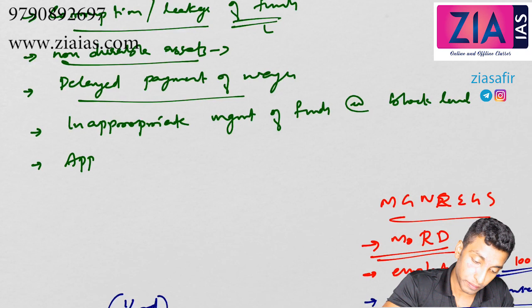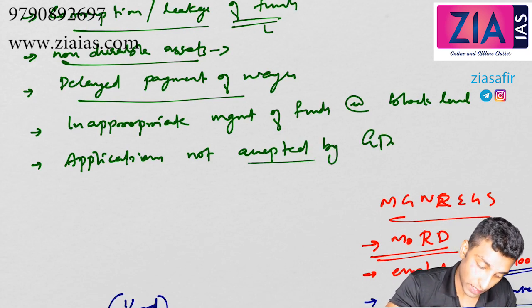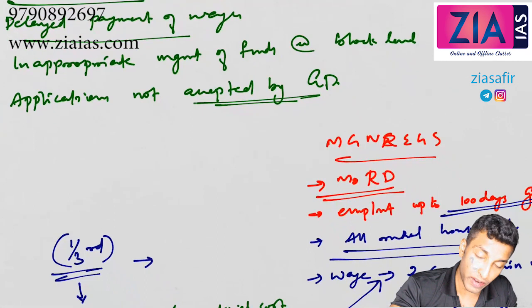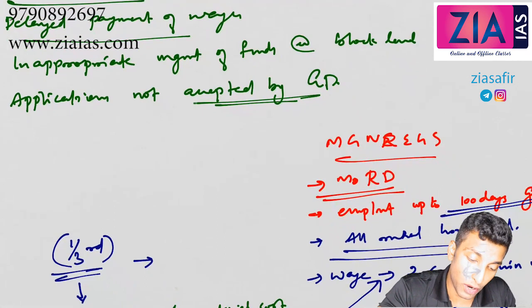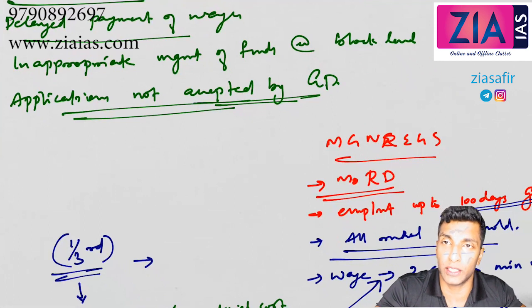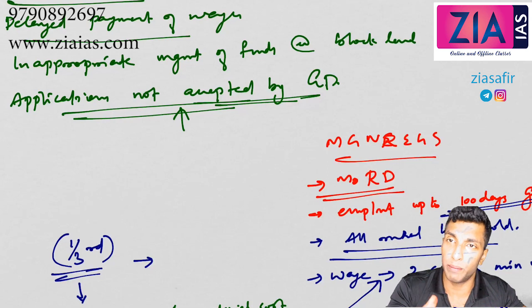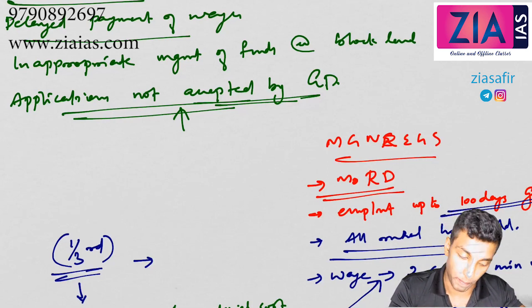So applications not accepted by Gram Panchayat. Okay, so it is demand driven in nature, right? So if you are not accepting it, demand driven means what? Upon demand you should be getting the job. So if it is not accepted, the demand driven nature of this program is actually diluted, right? That is against the basic features or the tenets of the scheme.